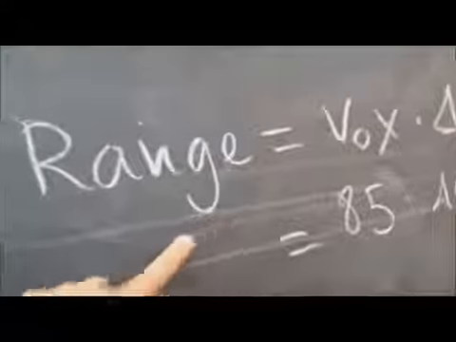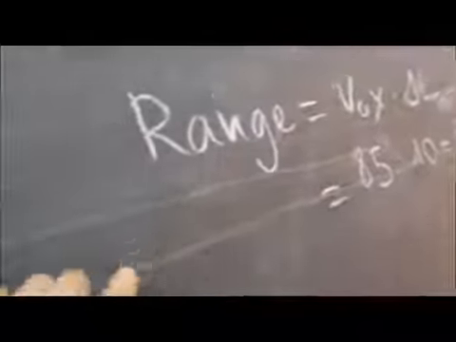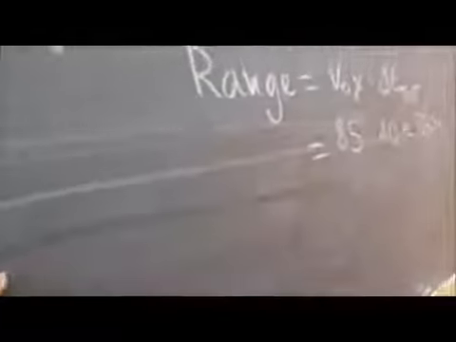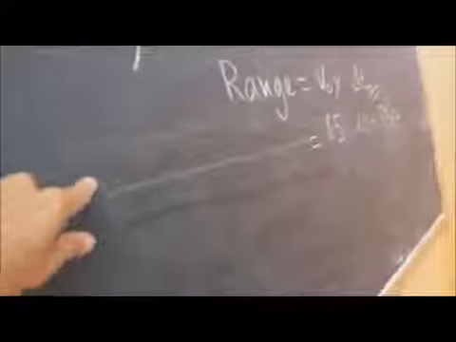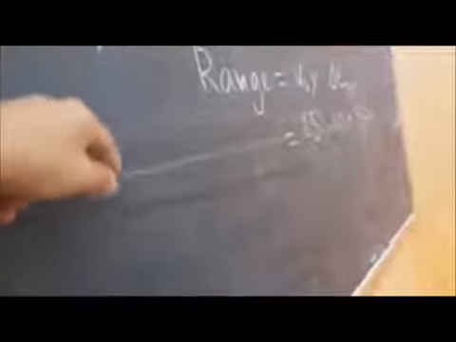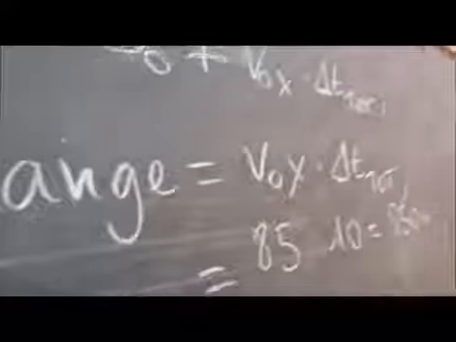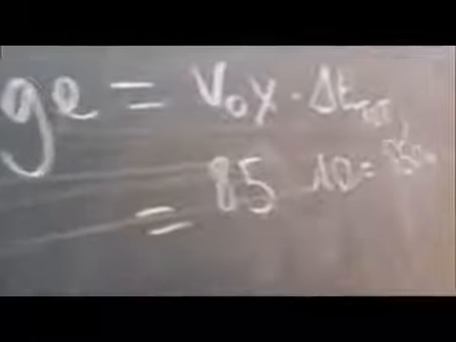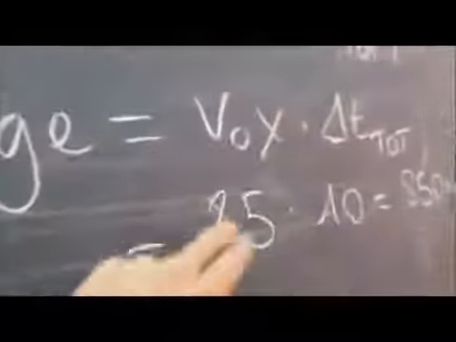Now we need to calculate the range. The range is something horizontal. There are no forces acting on the bullet horizontally, but only vertically. So there's no acceleration if we consider the horizontal movement.